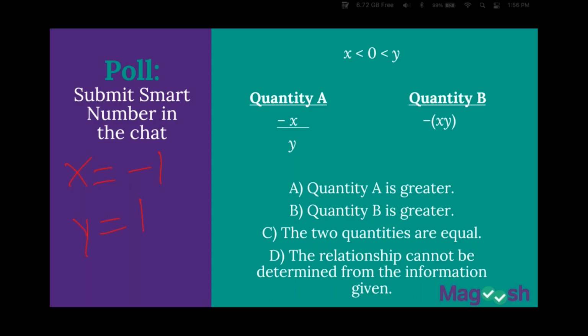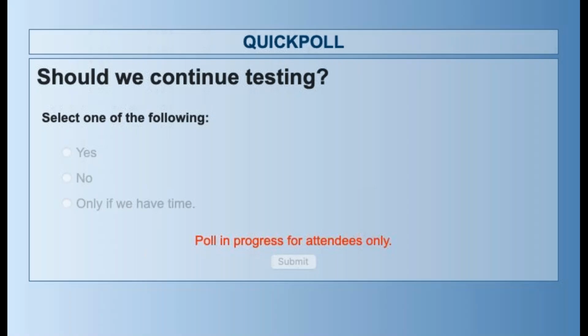So what that means is if we've shown answer choice C, we should know automatically answer choices A and B must be out, because if there is an instance where the two quantities could be equal, then it is not the case that A is always greater or B is always greater. The question now is, what do we do at this point? Should we continue testing? So let's get some poll information for that now.